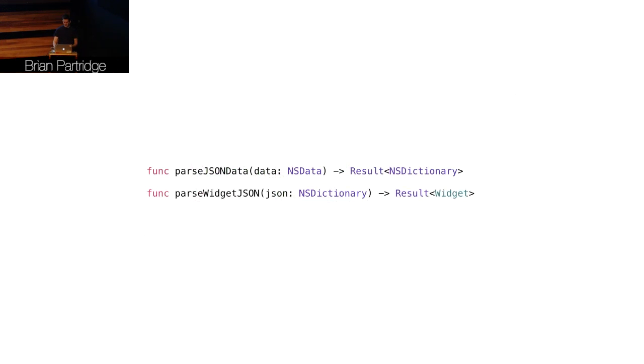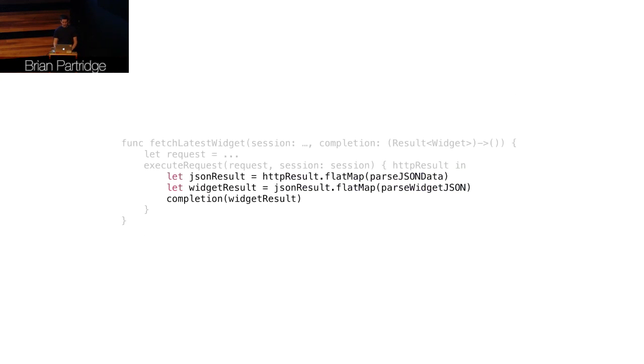And the thing that's different now is previously we used map to convert from one result with an NSData to another type. But because these things can fail and because these helper methods return results, we can't use map anymore. If we used map, we could end up with a result containing a result containing a result containing a widget. And then that's no good. We want to coalesce those results. And so instead of map, we use flat map. And now we can have a completion handler that looks like this.